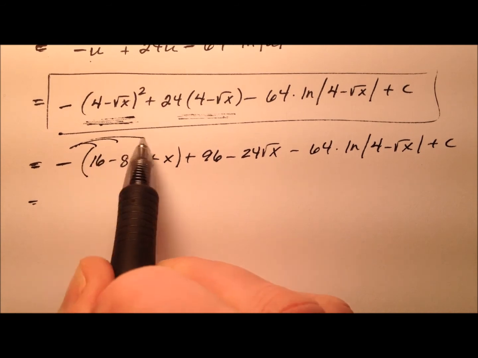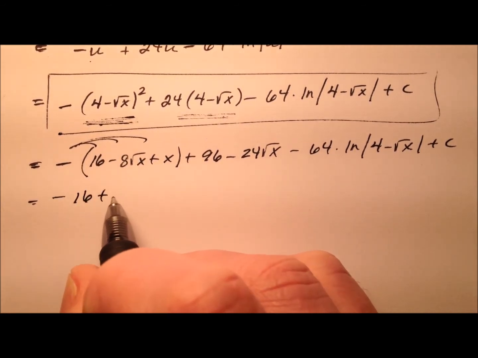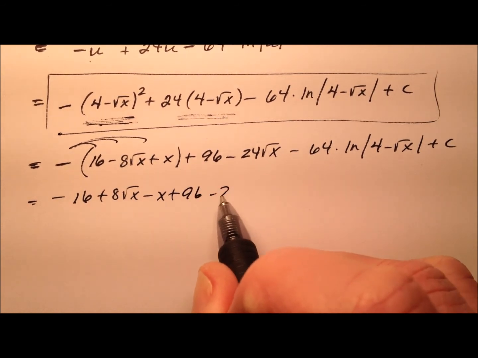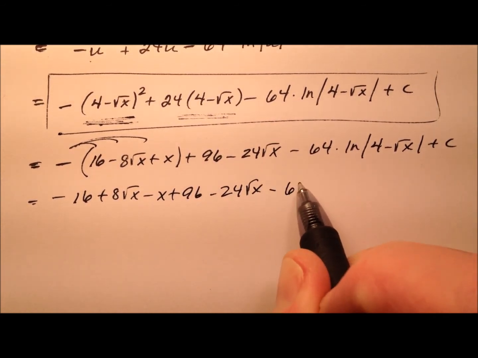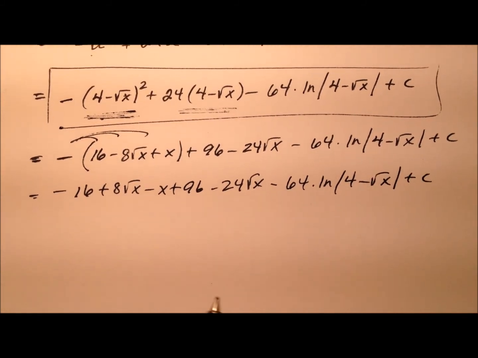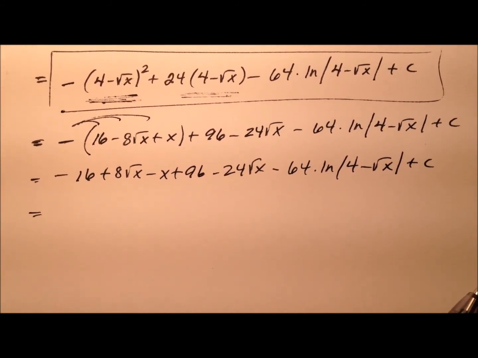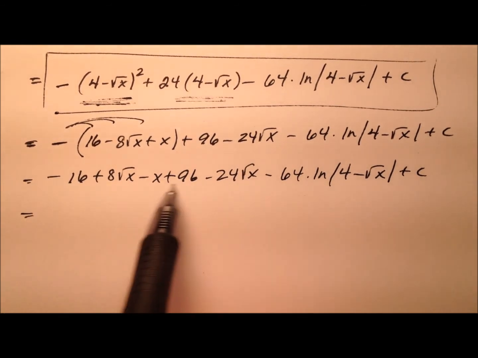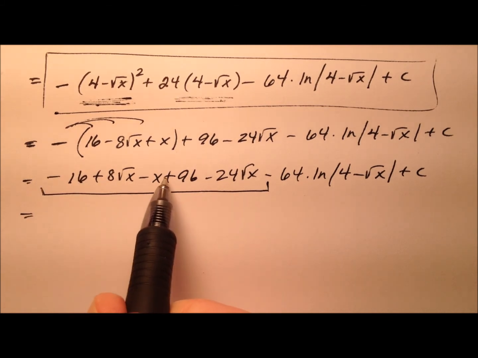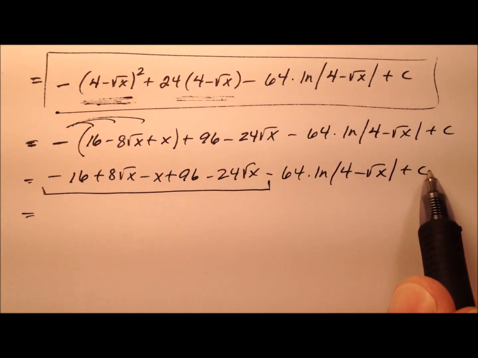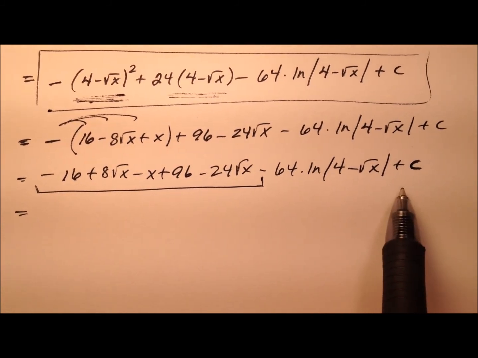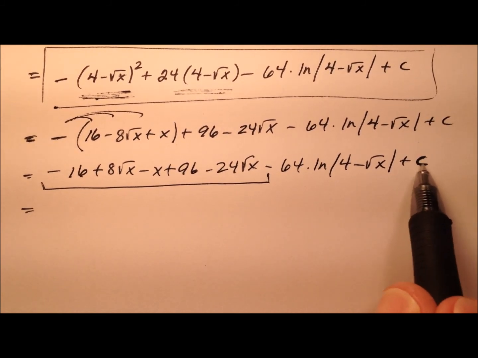So putting this negative through here gives me a negative 16 plus 8 radical x minus x plus 96 minus 24 square roots of x, and then minus the rest, of course. That will be left unchanged. So now let's look to see what kind of commonalities we have here. We're just looking at these 1, 2, 3, 4, 5 terms. It looks like we have our plus c over here, so any constant that we have over here can be consumed by the c.